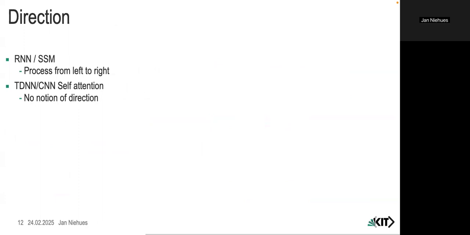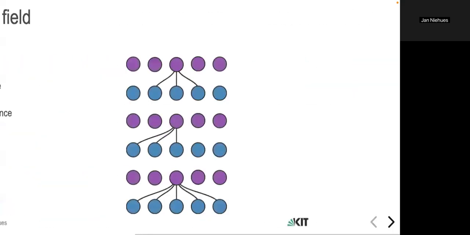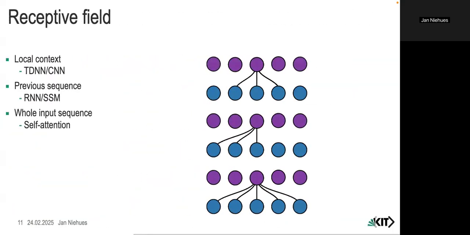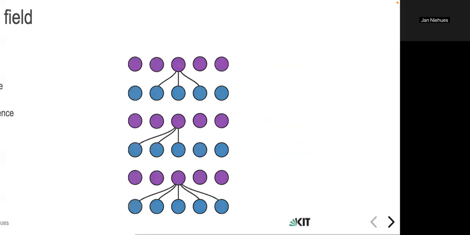While for TDNNs, self-attention and CNNs, this is not the case. There is not really a direction. It is just looking either at everything or at a part, but there is no clear definition that it is only looking backward or forward. So there is no direction in this one, while there is a clear direction for the other, which always separates your input sequence into the part that you have already processed and the part that hasn't been processed until now.